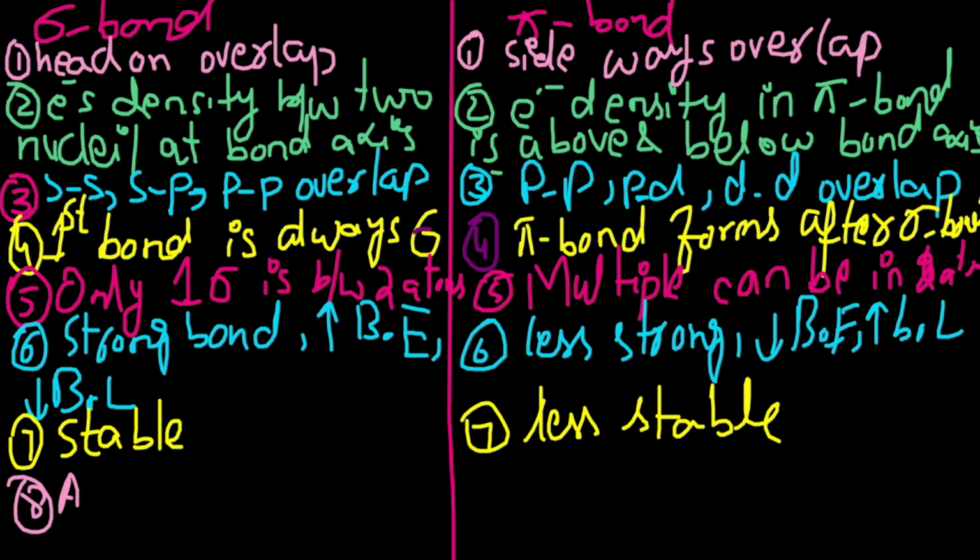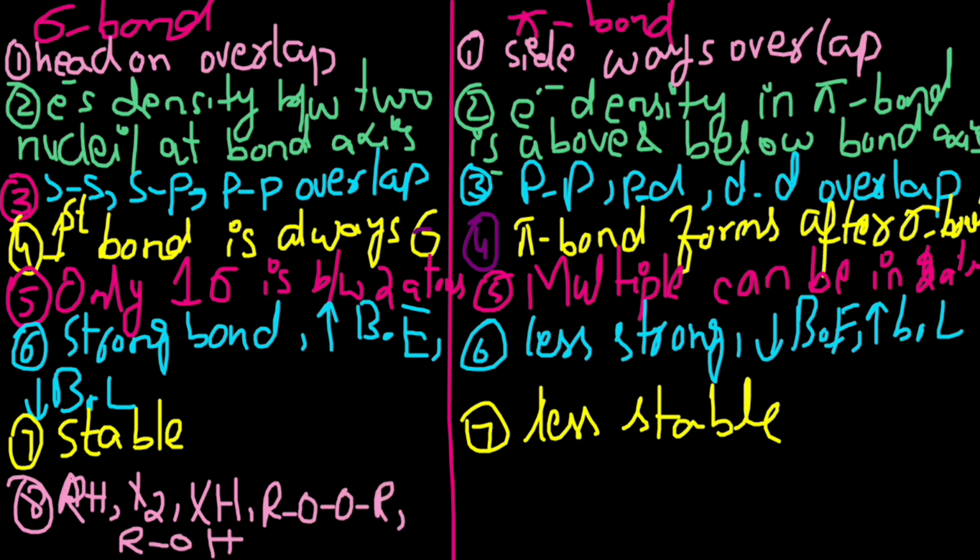The examples for the sigma bond include alkanes, halogens, halogen acids, peroxides, alcohols, ethers.